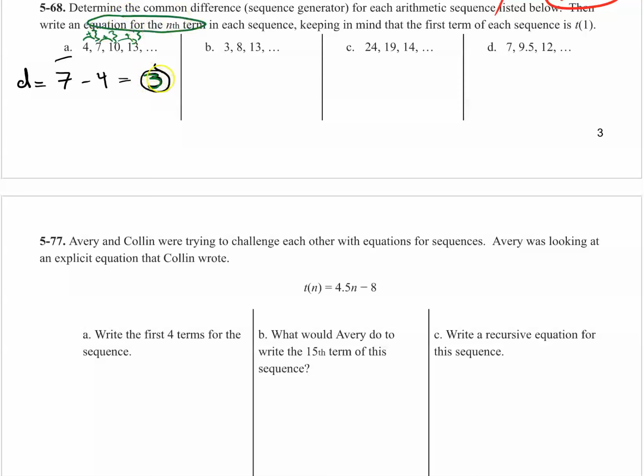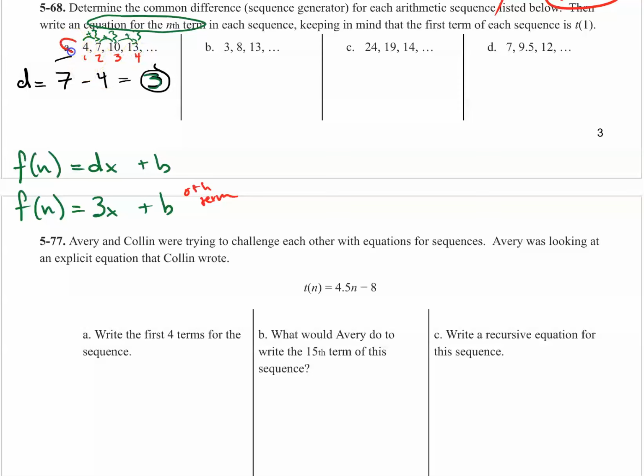So we have our common difference. Now we're going to use our sequence equation. F of n is equal to dx plus b. So we have f of n is equal to 3x plus b. And this b is known as the 0th term. Like this is the first number, second number, third number, fourth number.